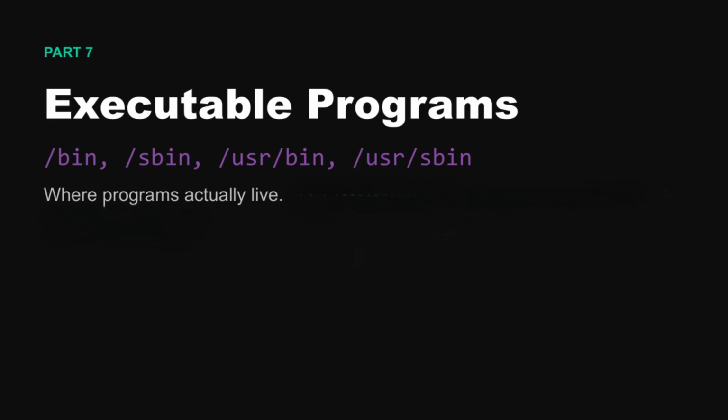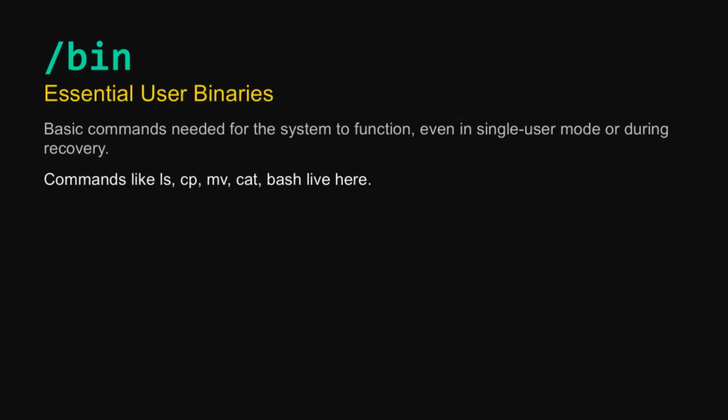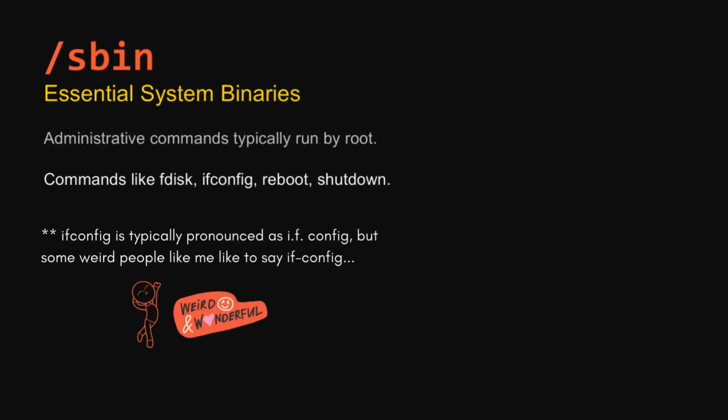This is an area where Linux has some historical complexity, but let's try to make it clear. /bin is essential user binaries, commands. These are the basic commands needed for the system to function, even in single user mode or during recovery. Commands like ls, cp, mv, cat, and bash live here. And then /sbin, which is essential system binaries. These are administrative commands typically run by root, like fdisk, ifconfig, reboot, and shutdown.